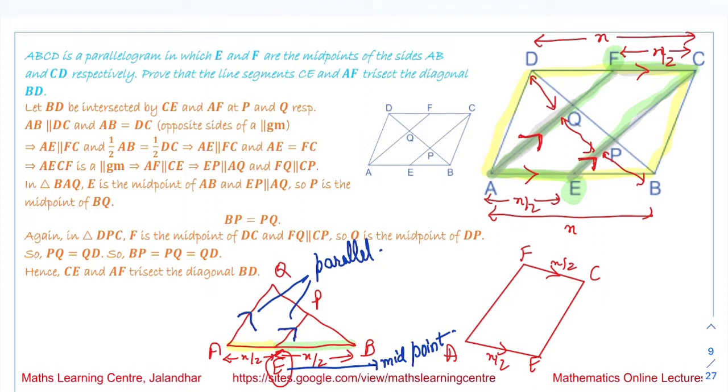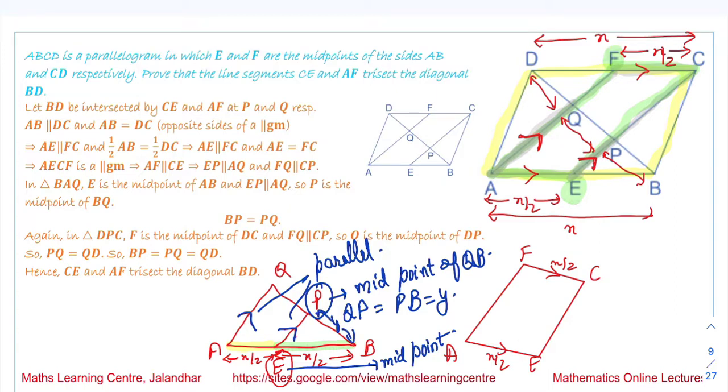So by the converse of the midpoint theorem, we are saying P is the midpoint of QB. If P is the midpoint of QB, it means we have QP equal to PB. Suppose it is equal to y. We are saying this length is y and this length is y.